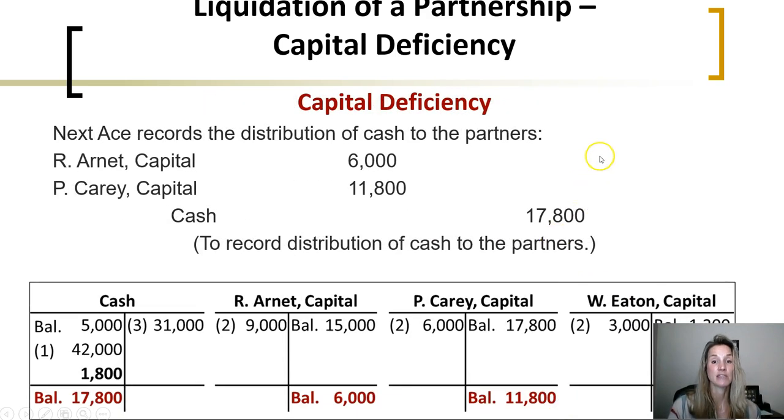Finally, in the end, the remaining cash of $17,800 will be distributed to the owners based on their capital balances. Eaton will have a zero balance in the account, leaving all of the remaining cash going to the other two owners, Arnett and Carrie, in the amount of $6,011.08.